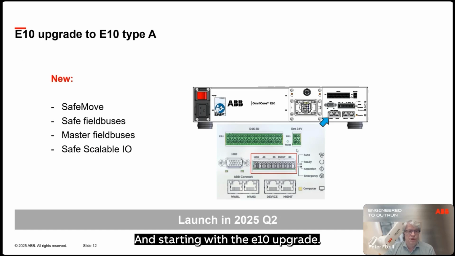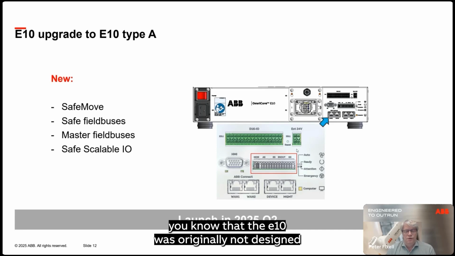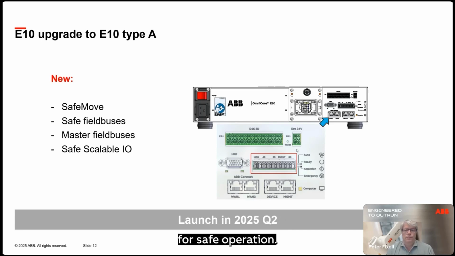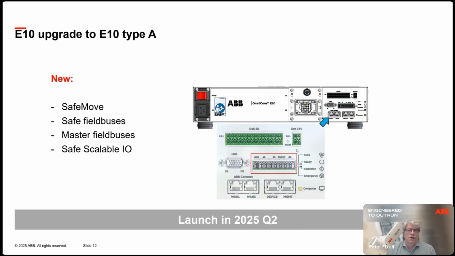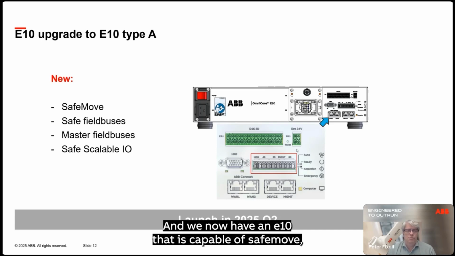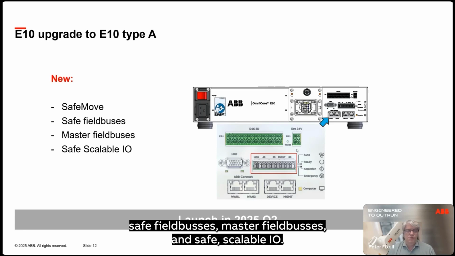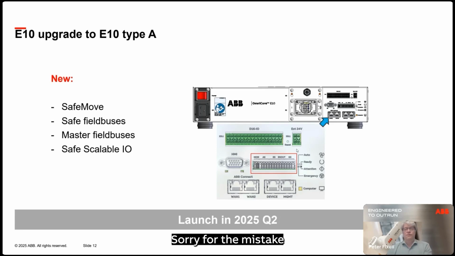And starting with the E10 upgrade. So any one of you using E10, you know that the E10 was originally not designed for safe operation. It was designed as an essential entry model. When evaluating our concepts, we found that we actually could redesign the software side and some parts of the electronics, and we now have an E10 that is capable of safe move, safe field buses, master field buses, and safe scalable I/O.